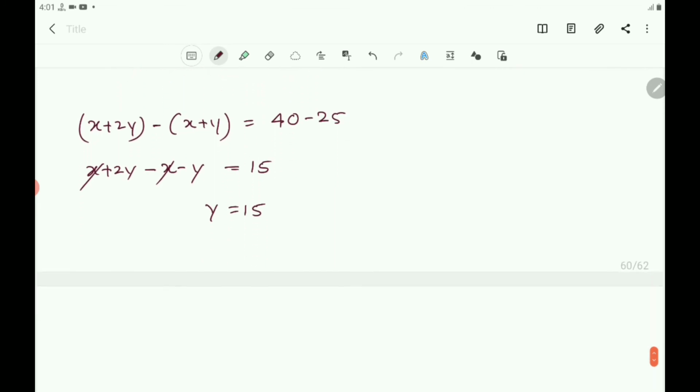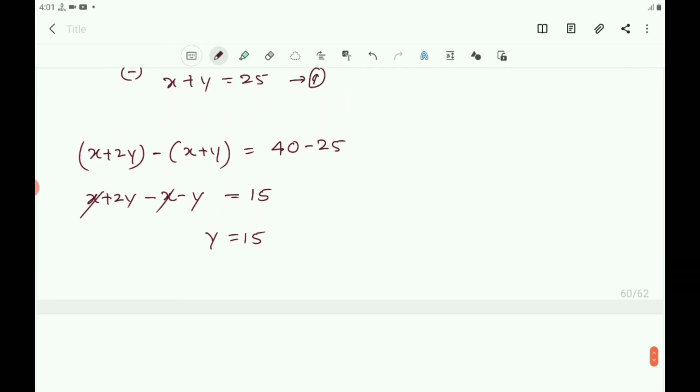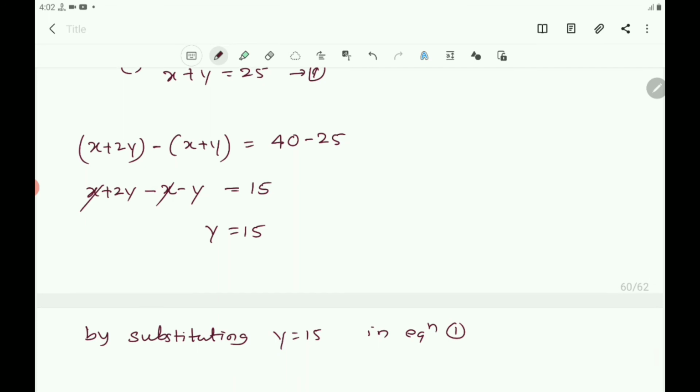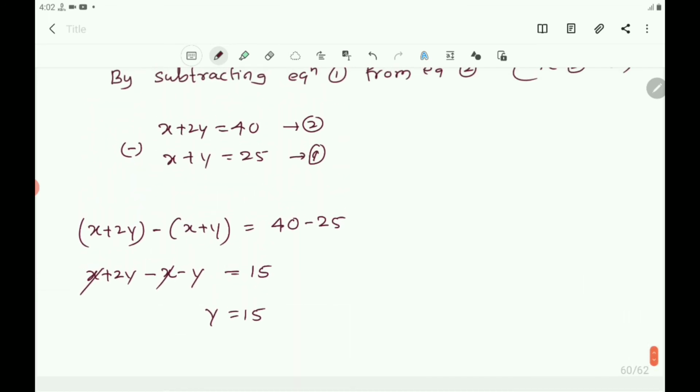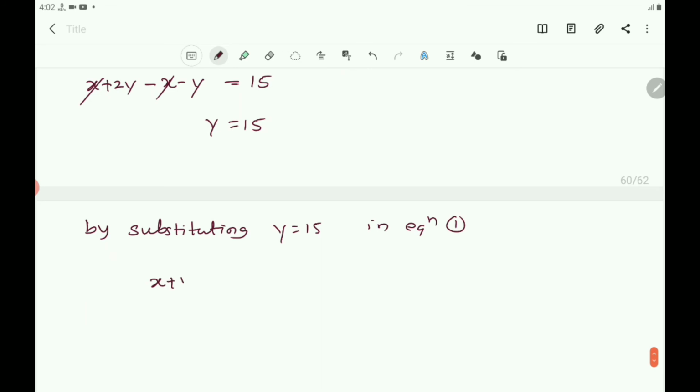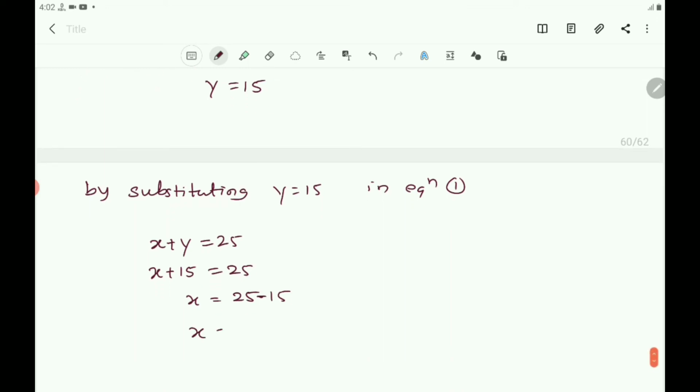Then you substitute Y is equal to 15 in the first equation. In the first equation, what is that? X plus Y is equal to 25. As you eliminated X, you got the value of Y. So here it becomes X plus 15 is equal to 25. Therefore, X is equal to 25 minus 15. Then X is equal to 10 you got.